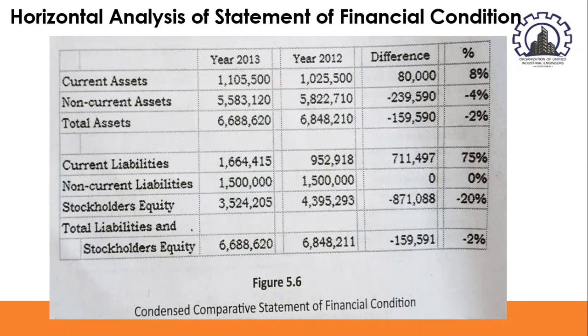Now, the finding in the vertical analysis that the company is using its creditors in the sustainability of its working capital is also manifested in the horizontal analysis. It shows that there is a 75% increase in the current liabilities.